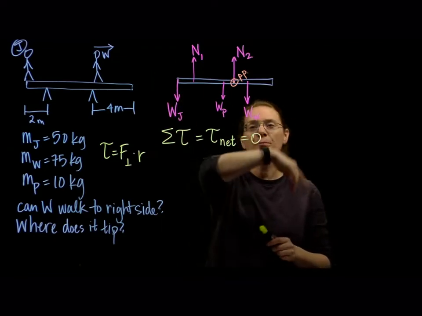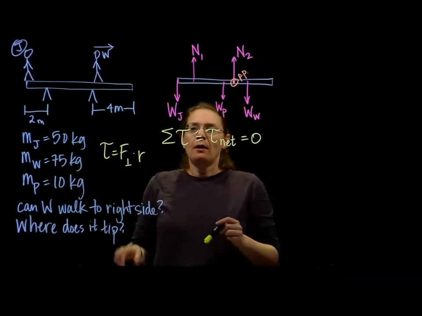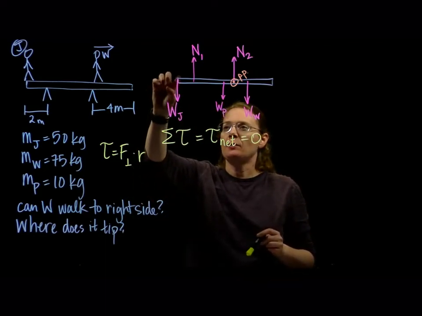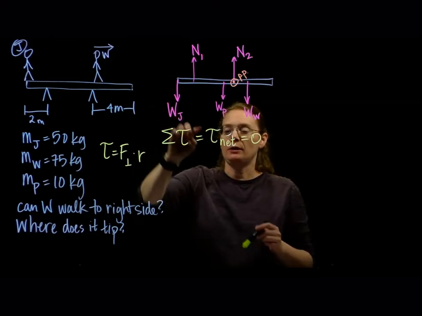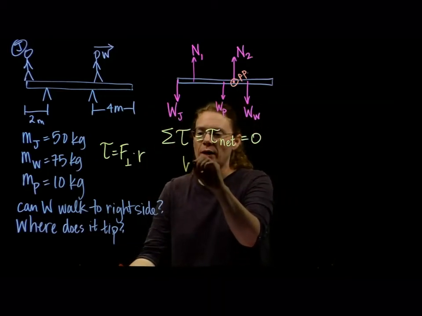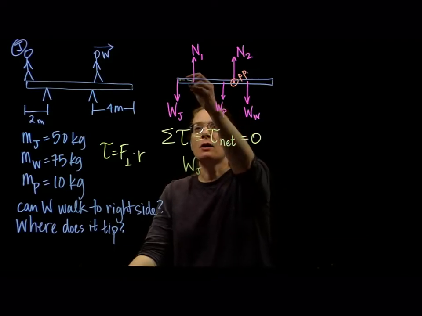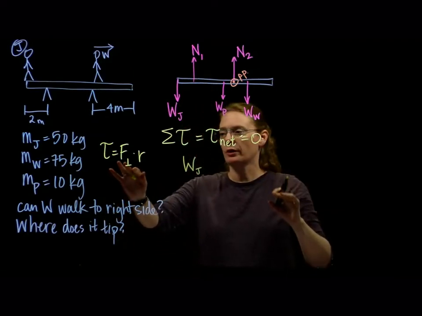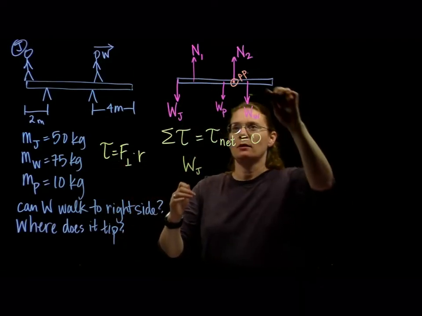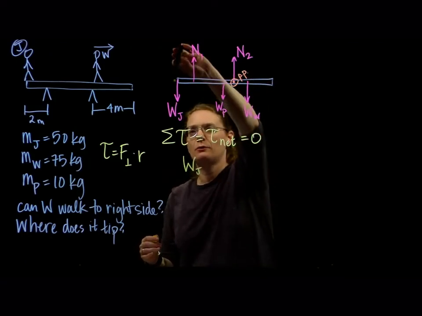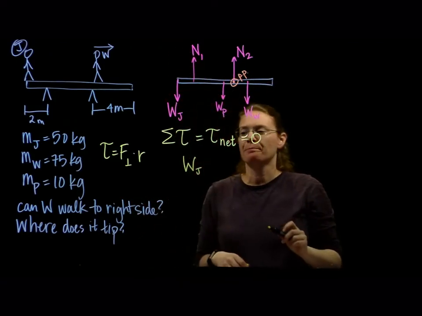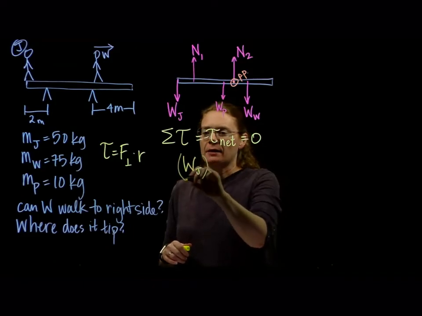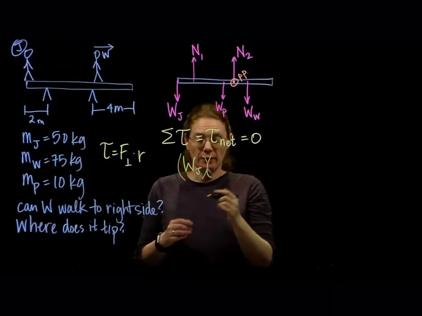So let's just go through and figure them all out. Okay, so the first torque is going to be caused by the weight of Jeeves. We've got the weight of Jeeves, and that is already perpendicular, so we don't need to worry about sines or cosines. The radius is in this direction, the force is in this direction, we're all good. And it's acting at what distance from the pivot?